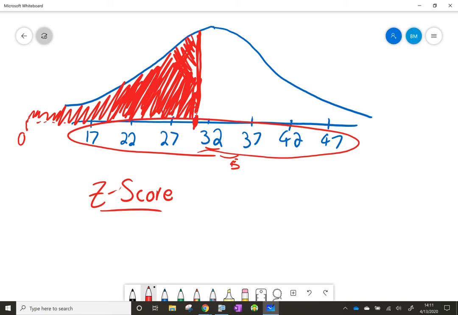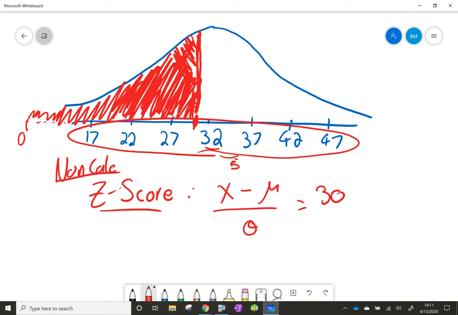So the Z-score, again, this is for non-calculator folks. If you don't have a calculator, you're going to use the formula for the Z-score. It's x minus the mean, divided by the standard deviation. So x is going to be the value that interests you, in this case 30 minutes, because we're looking for the probability of 30 minutes, minus the mean.